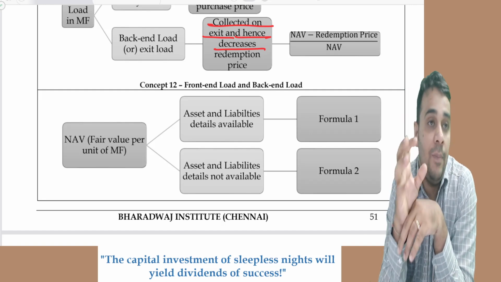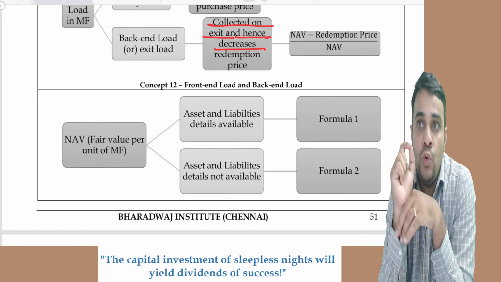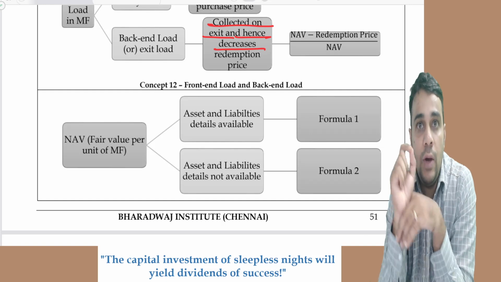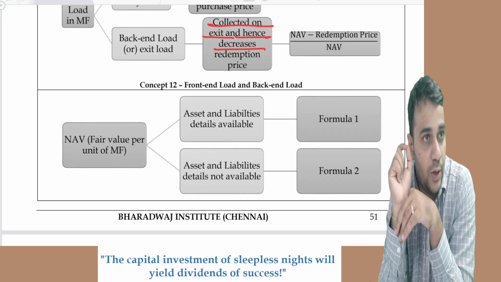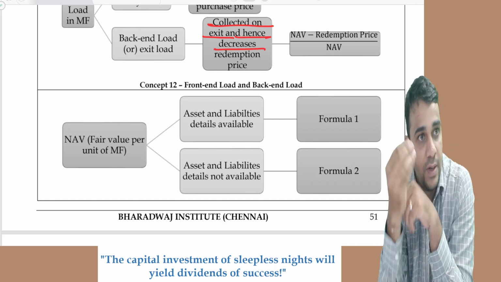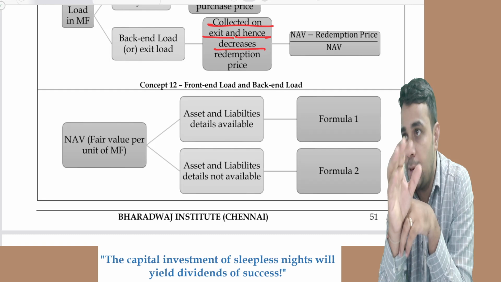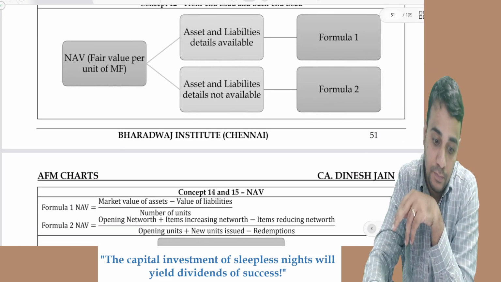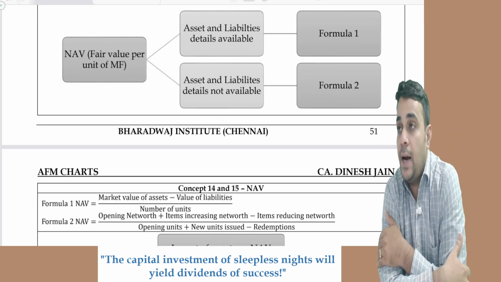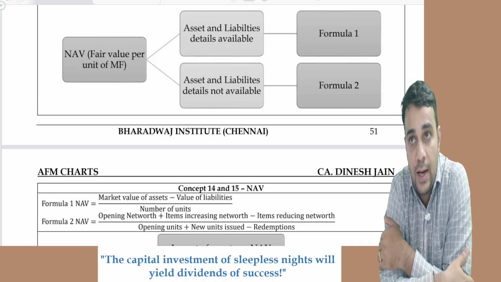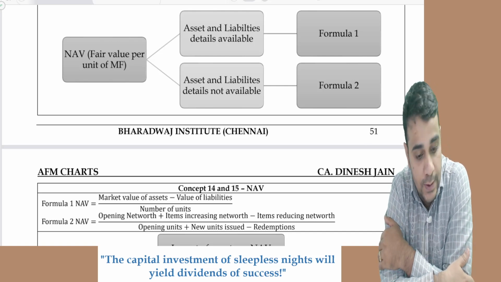If asset and liability details are given, value every asset and every liability at its fair value. No concept of book value. What is fair value? Whatever is the share price, whatever is the debenture price, you will have to value every asset and every liability. Market value of assets minus value of liabilities, divided by number of units.